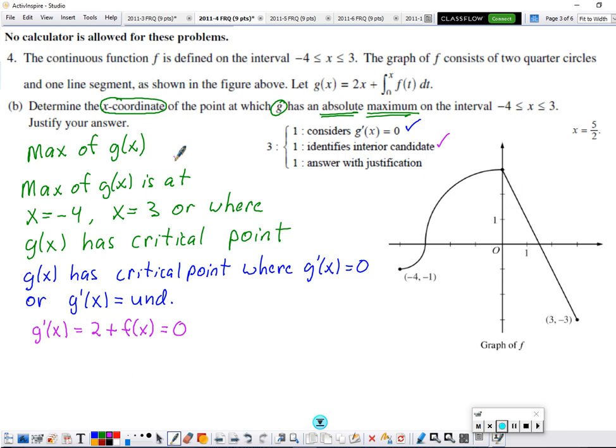Keep rolling here. So I look at the graph of f, and I have to see where f is equal to -2. So that's here.